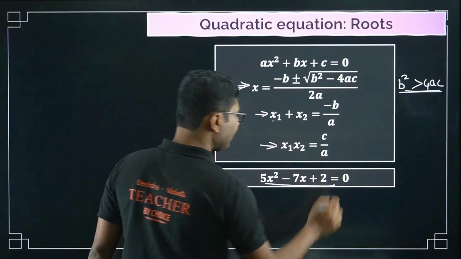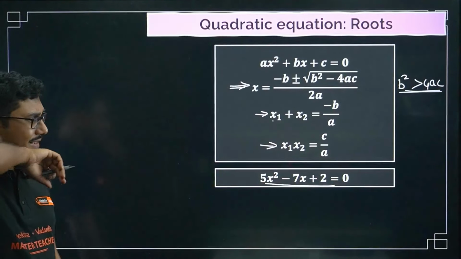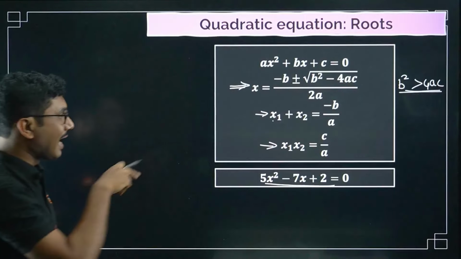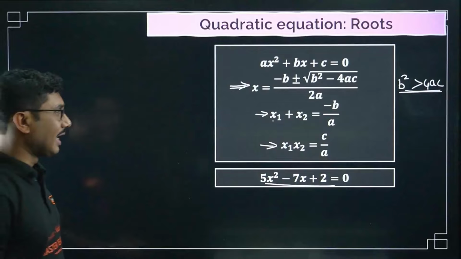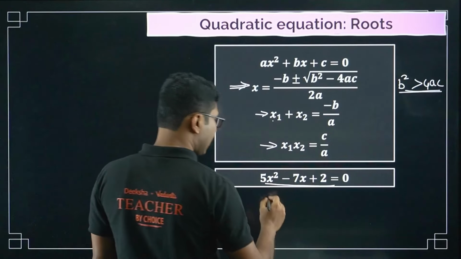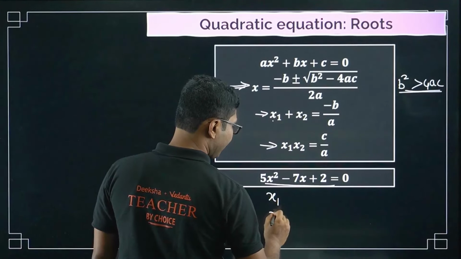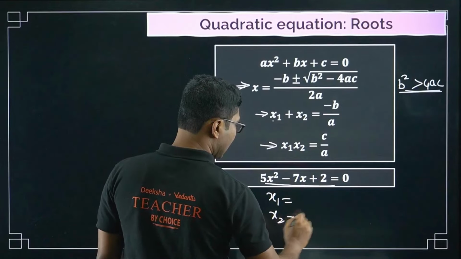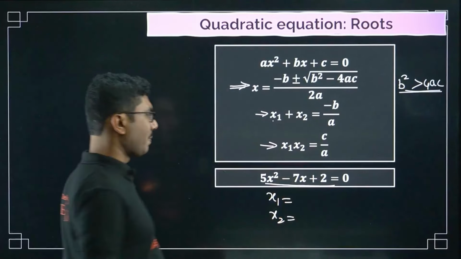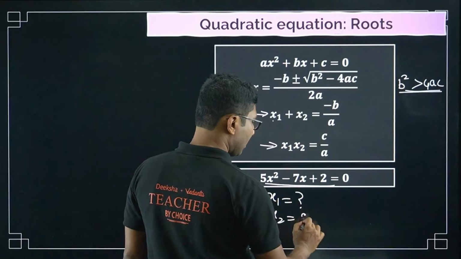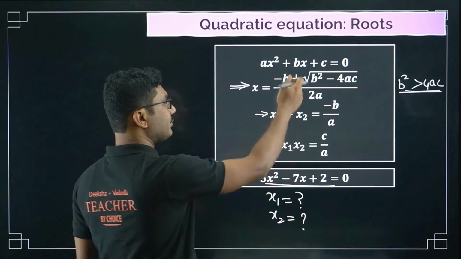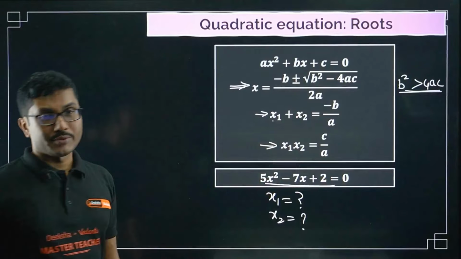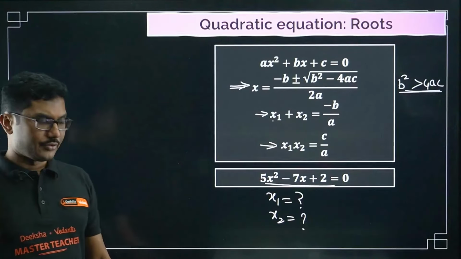Let's see one equation: 5x square minus 7x plus 2. Apply the Sridharacharya rule and find the roots, okay? I will not do it in this class. So basically x1 and x2 you have to calculate and let me know in the comment below what is the value of these roots. You have to put the values in this equation and then calculate the roots of these equations.